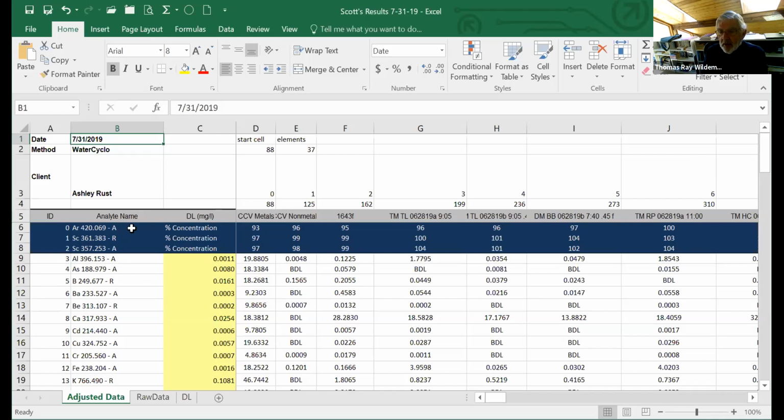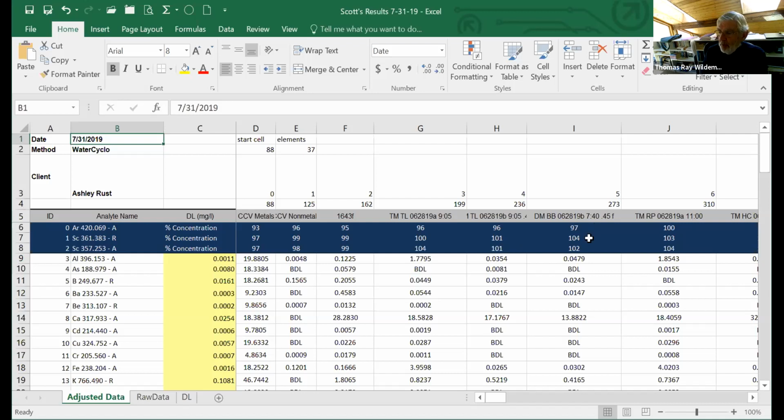Up here in these dark blue columns, rows that you have here, we have internal standards. We monitor the argon in the plasma. And for an internal standard, we have scandium lines right here. Now these scandiums should be about 100%. That is, they're right on if they're 100%. Some of them may be a little high. Here's one that's 104 right here.